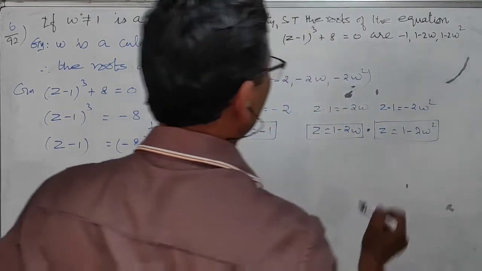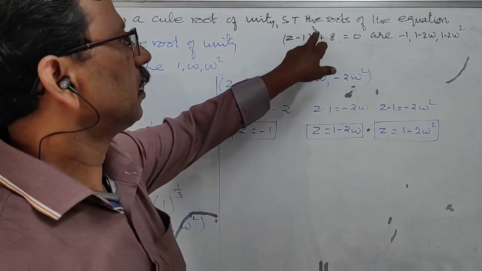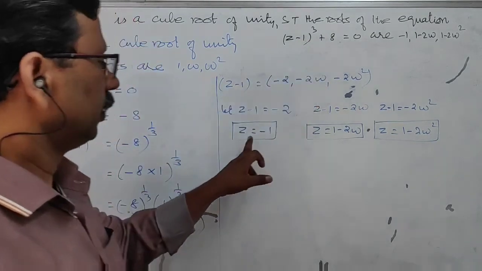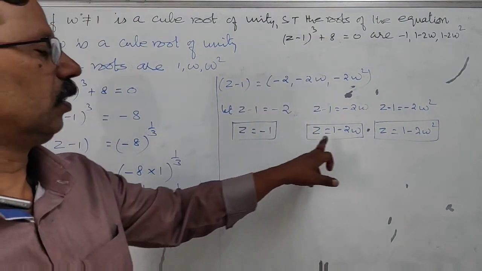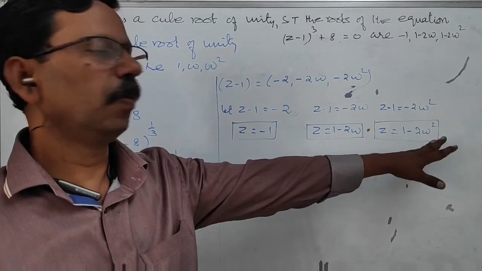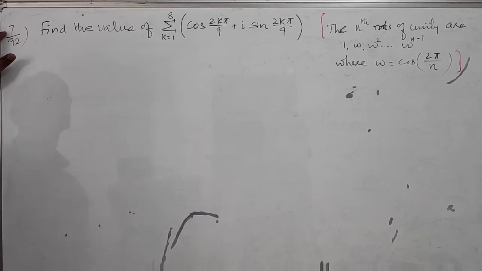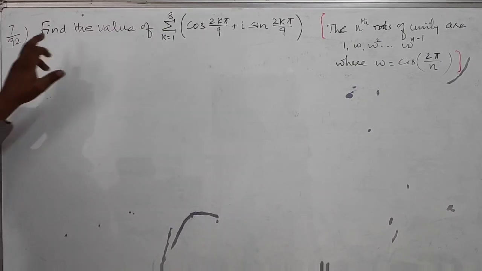Now look here, if you solve for this z term, we get 3 values for z because it is a cubic equation. Therefore the 3 values are z is equal to minus 1, z equal to 1 minus 2 omega, and z is equal to 1 minus 2 omega square. That's all. That is the solution. So now let us see problem number 7, given on page number 92.